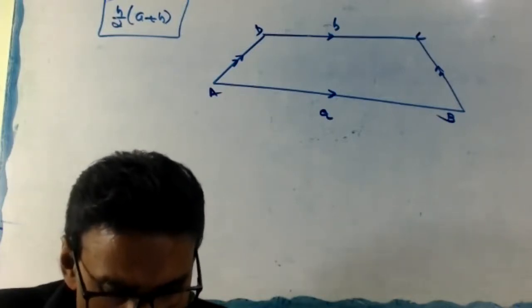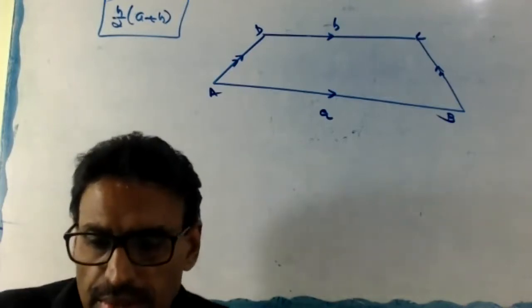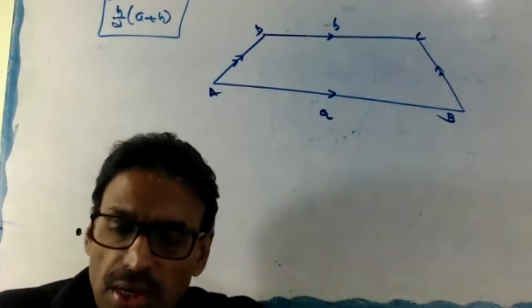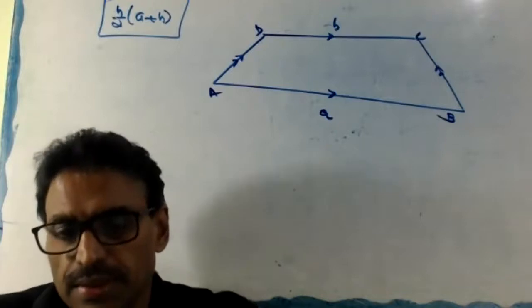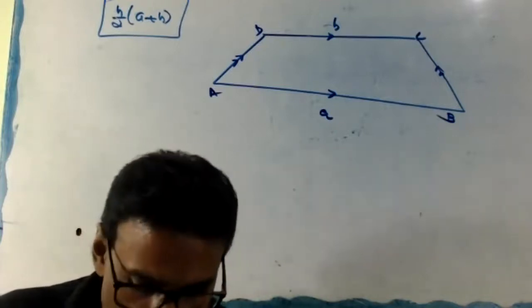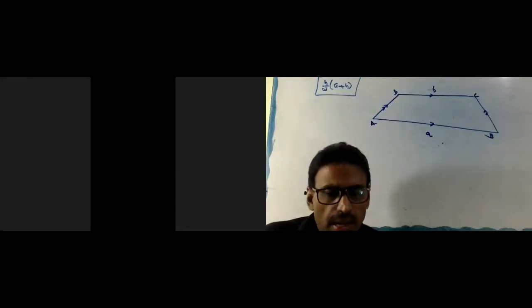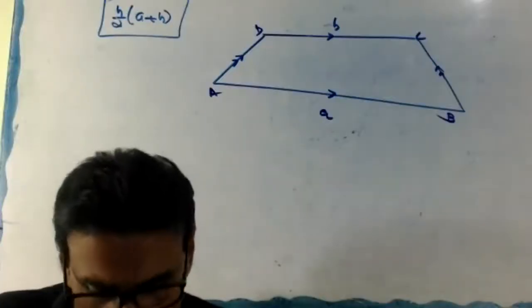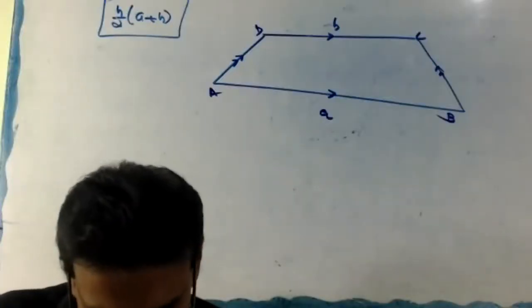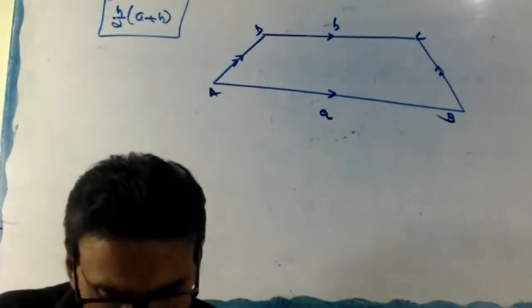Okay, once again, look: area of a trapezium equals h by 2 into a plus b. h equals height. a and b are called the lengths of the parallel sides.